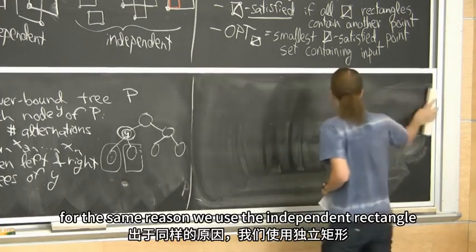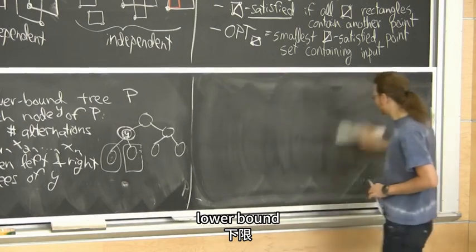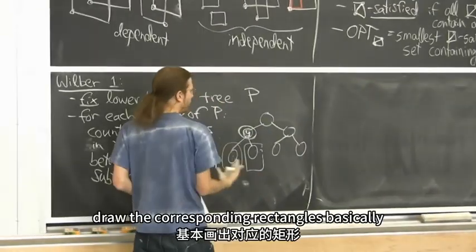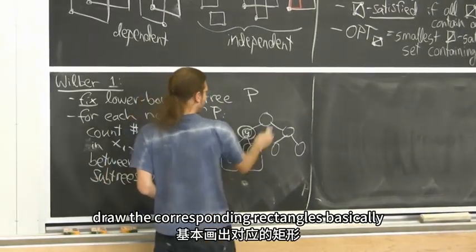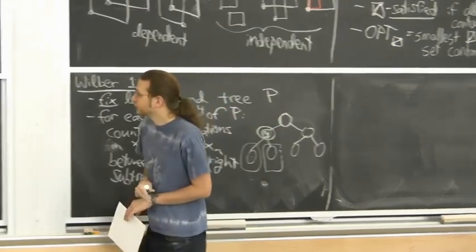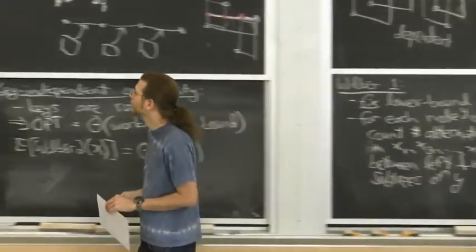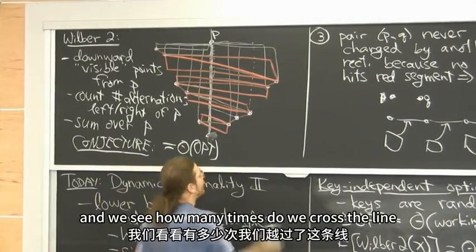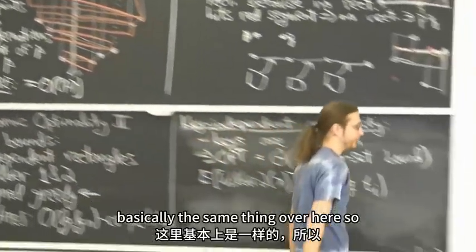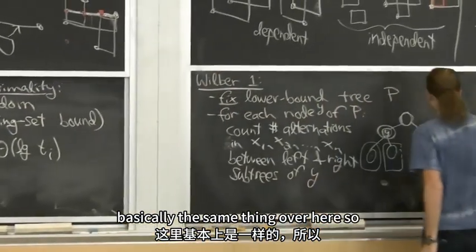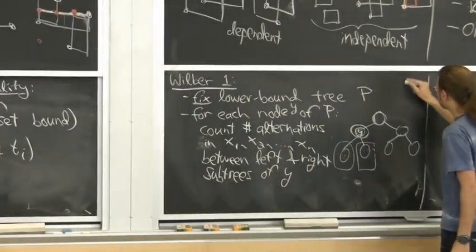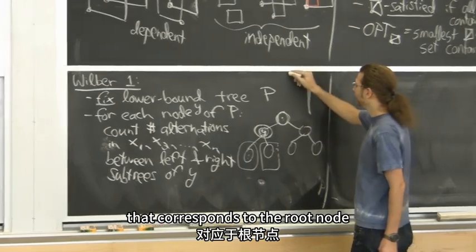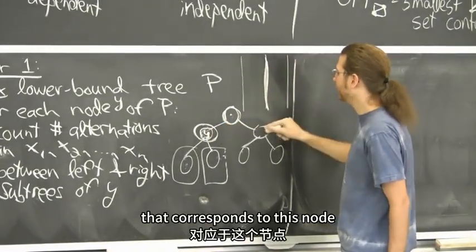It's a lower bound for the same reason. We use the independent rectangle lower bound. And the claim is if you look at these alternations, draw the corresponding rectangles. Basically, over here we had a vertical line which corresponded to the key, and we see how many times we cross the line. Basically the same thing over here, except now there's one big vertical line that corresponds to the root node, then there's some vertical lines that correspond to this node and this node.